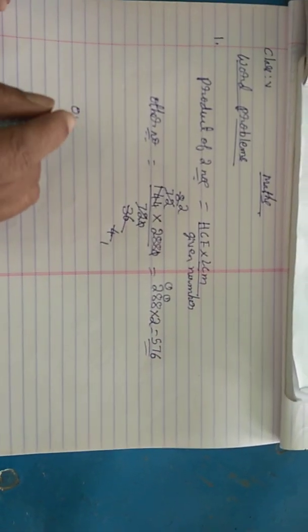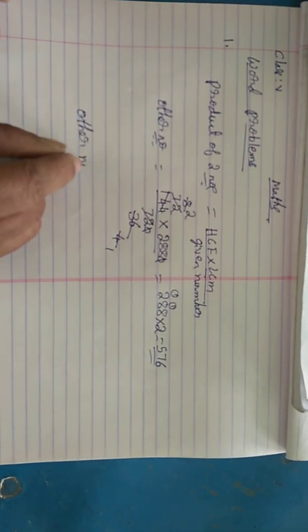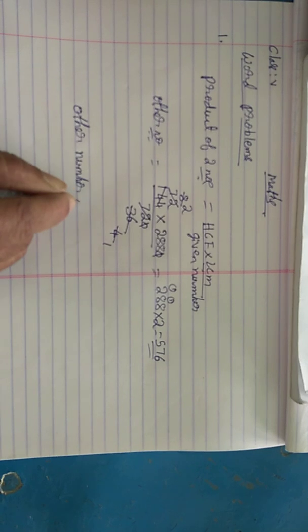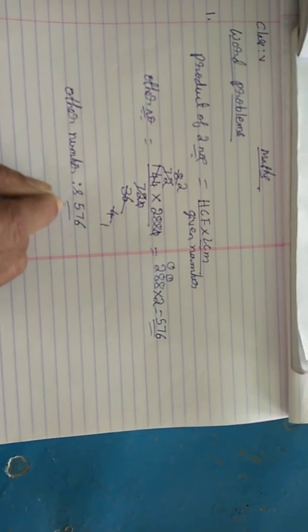So what is that? The other number. Find the other number that they have given. So the other number is 576. Okay children.